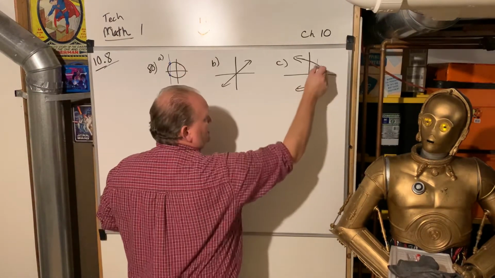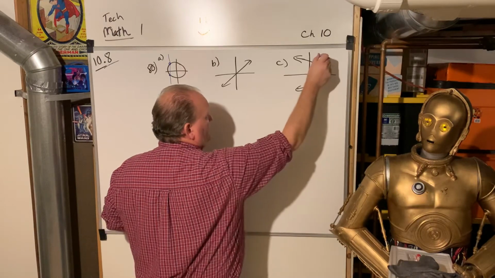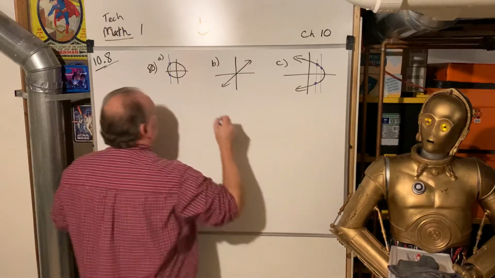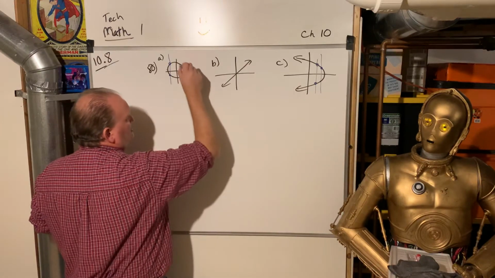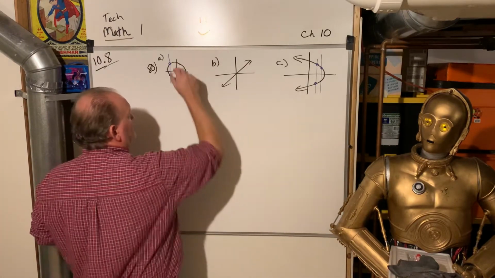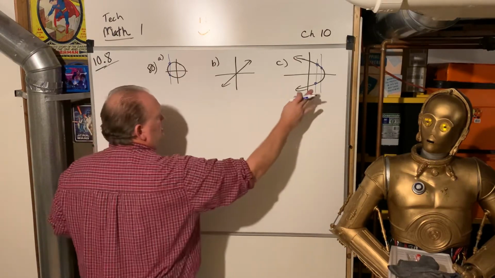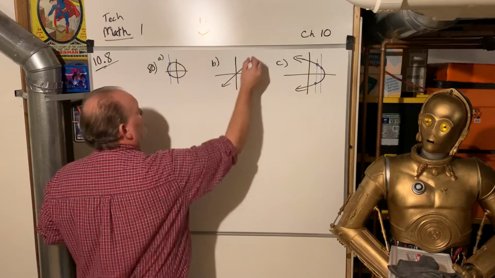This is not a function, because look, every vertical line I draw hits it in 2 spots except for the one at the vertex. This one, same. On the very edges of a circle, you won't hit it in 2 spots. But if you just hit it one time and it hits in 2 spots, it's not a function. So not a function, not a function. This one is a function.